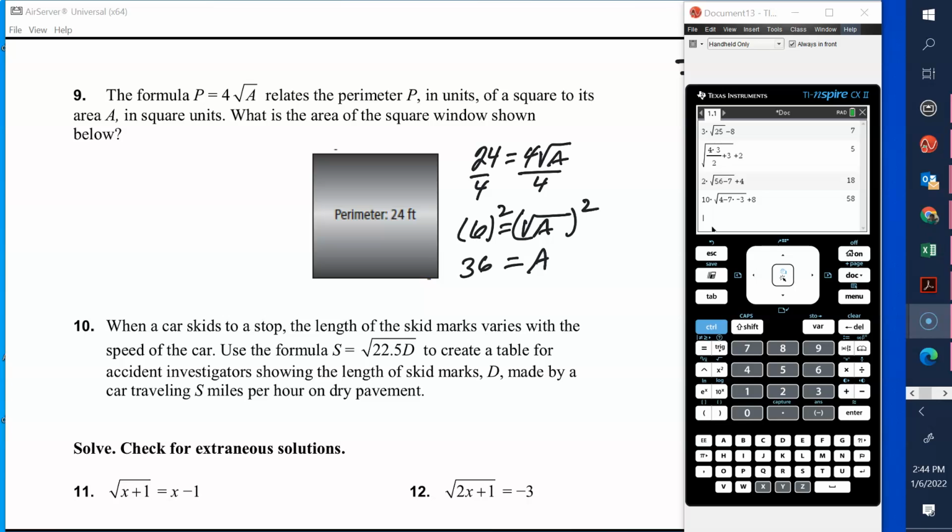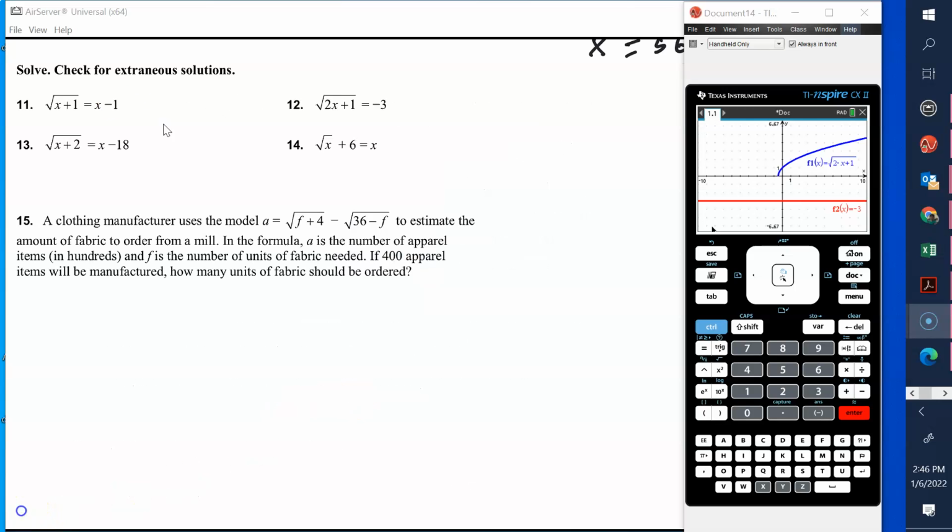And if you want to check, all you have to do is substitute. So the square root of 36 is 6. 6 times 4 is 24, and it does check. Solve, check for extraneous solutions. Now, if you look at number 12, I solved it by graphing. And you notice that these two will never intersect. So for number 12, no solutions. Okay, that one was pretty simple.